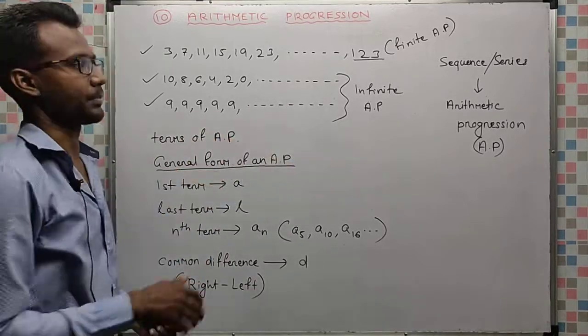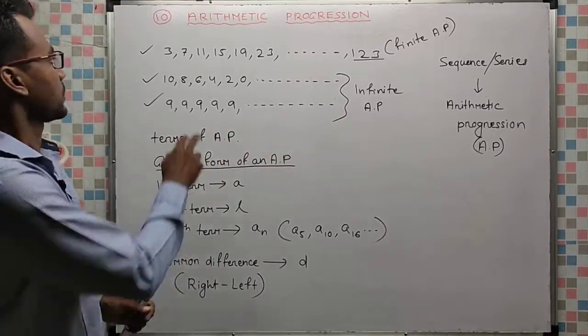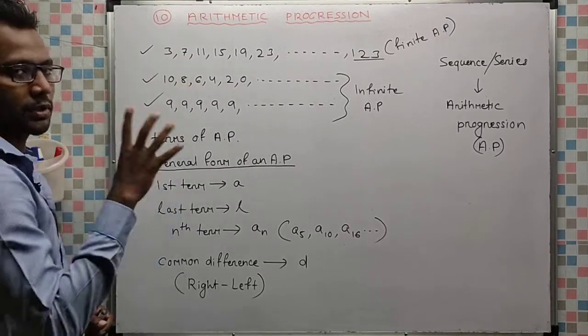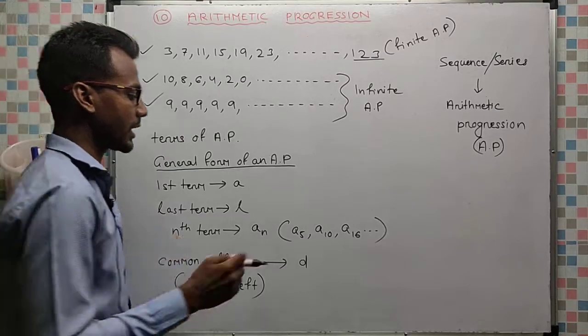Always right term minus left term. Okay, so if you find the common difference for this AP, right minus left gives you 4, so positive. Okay, so d can be positive.